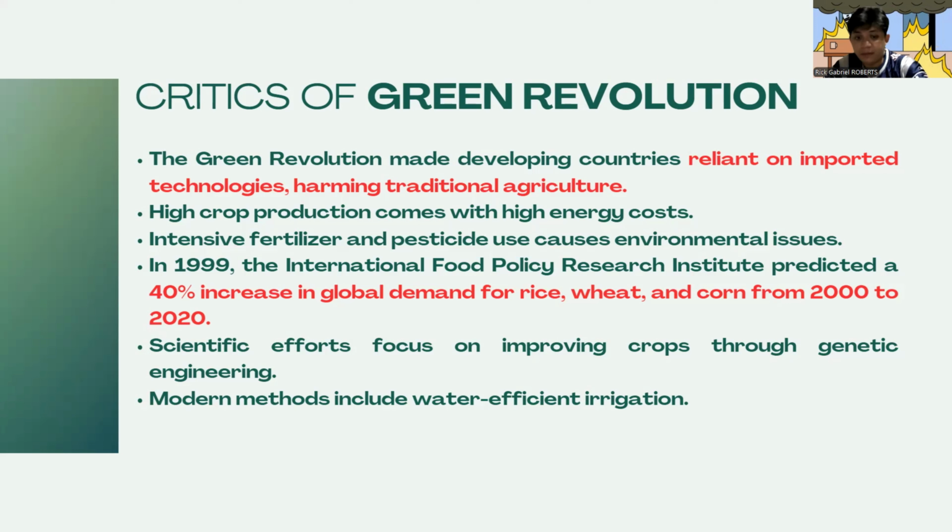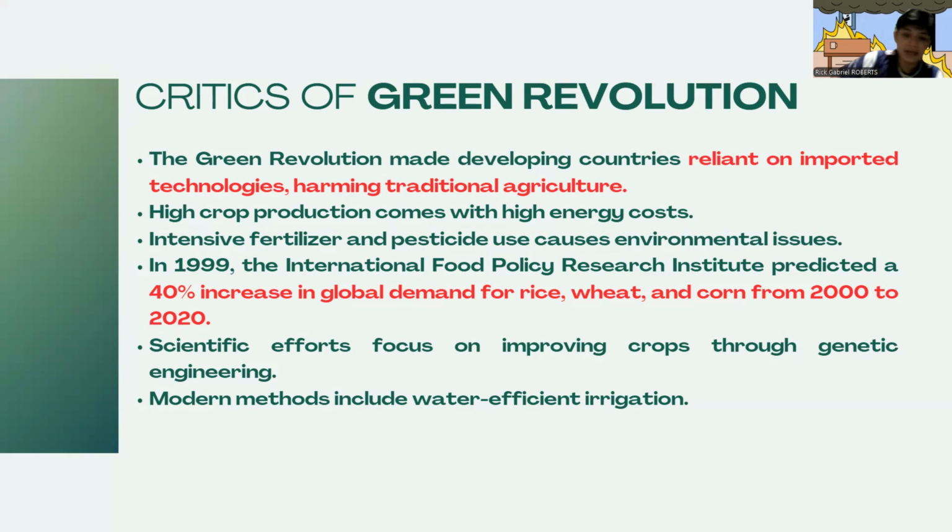Environmental problems. Using many fertilizers and pesticides can cause damage to the environment. In what ways? Number one, soil degradation. Overuse of chemicals made soil less fertile over time. Water pollution. Pesticides and fertilizers washed into rivers and lakes, harming aquatic life. The loss of biodiversity. Focusing on just a few high-yield crops reduces the variety of plants and animals in the ecosystem.